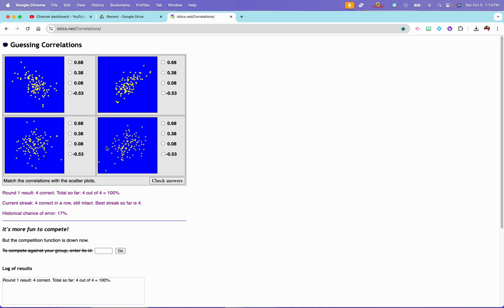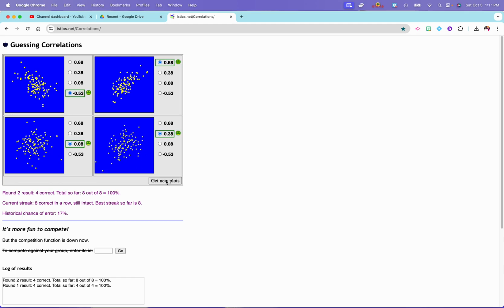So let me do what I would do here. There's only one negative one if you look at the numbers, so it's got to be this one. This one is clearly the strongest, so that's going to have to be this one. Then I have these two options. It looks to me like the one on the bottom right is a little stronger, so I'm going to put 0.38, and I'm going to make this one 0.08. I'm fairly confident, and those are right. But sometimes you get some that are just so close, and that's just the luck of the draw.